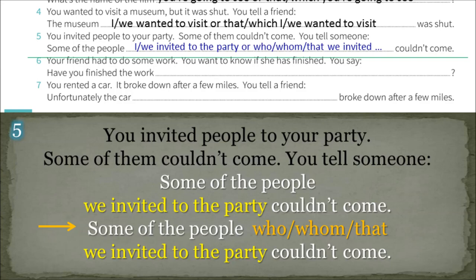You invited people to your party. Some of them couldn't come. You tell someone, Some of the people we invited to the party couldn't come. Some of the people who we invited to the party couldn't come. Some of the people whom we invited to the party couldn't come. Some of the people that we invited to the party couldn't come.